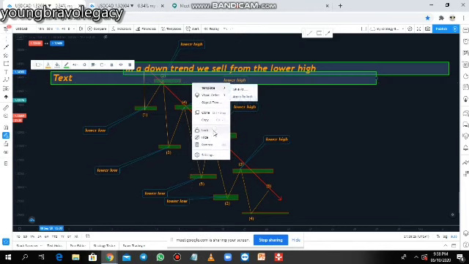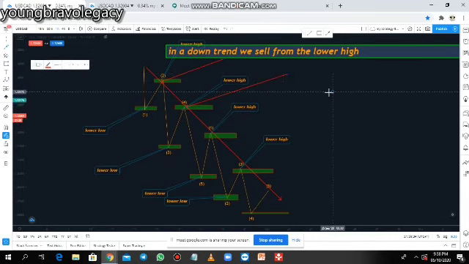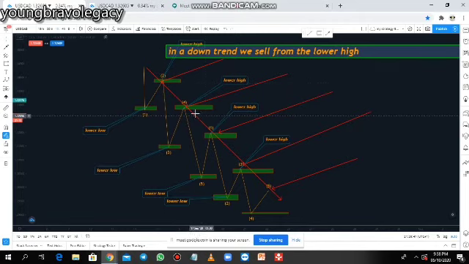Okay, so let me delete this. So in a downtrend, we sell from the lower high. In this kind of trade, we are going to be taking our sell from this lower high. That's where we'll be taking the trade. But if it is an uptrend, we take it from the higher low. You understand? This is for the downtrend. We sell from the lower high, and don't forget this lower high is also our resistance zone.